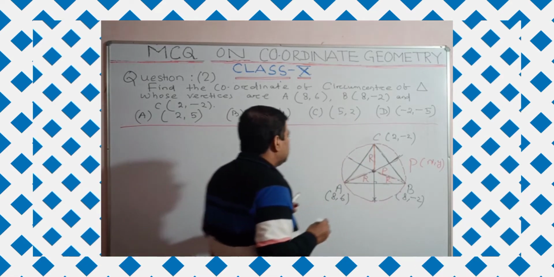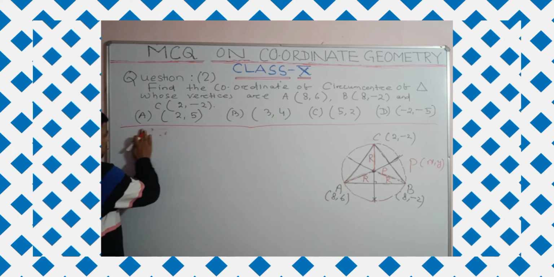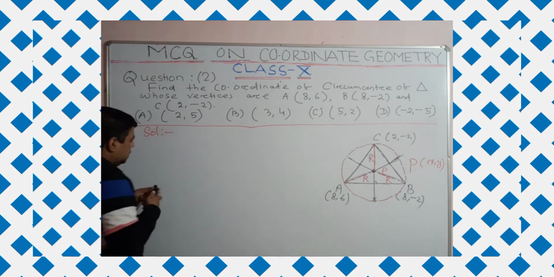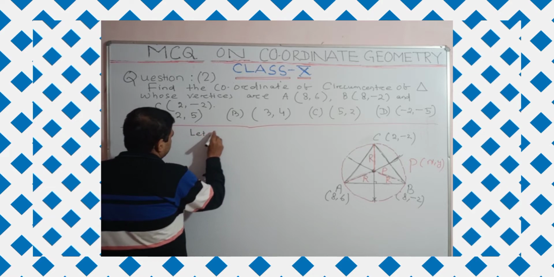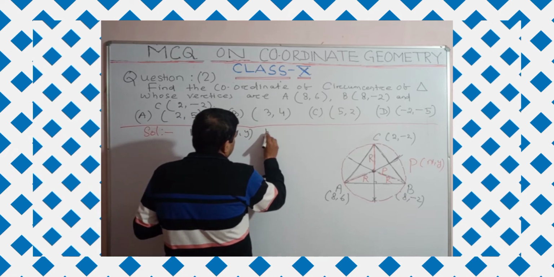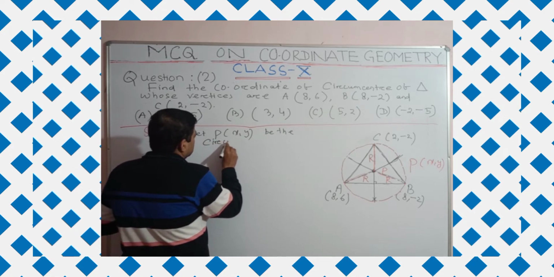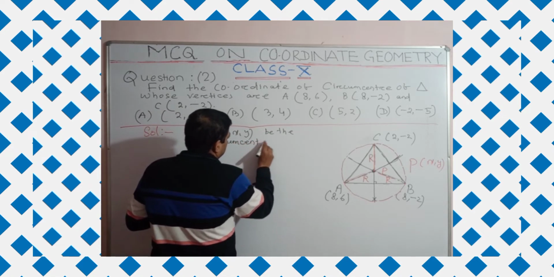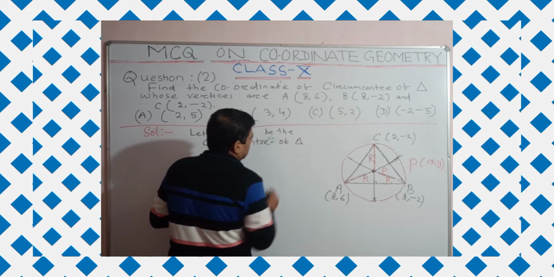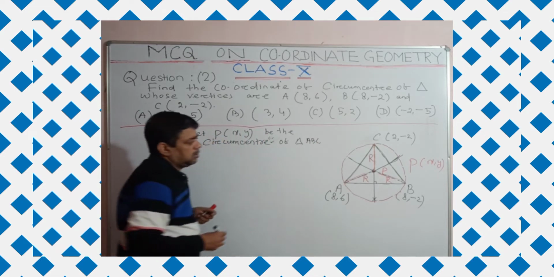Let P be the circumcenter of the circle. This is the solution I am writing here. Let P be the circumcenter whose coordinate is x, y, of triangle ABC. We have to find out x and find out y.